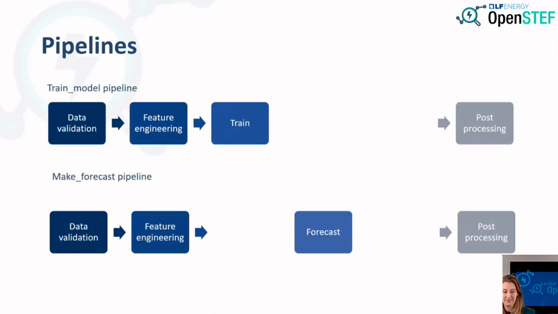For example, we have separate pipelines for training a machine learning model, where we do data validation, feature engineering, and then train a model, and also one for making a forecast and some others, as you will experience during the workshop later on.